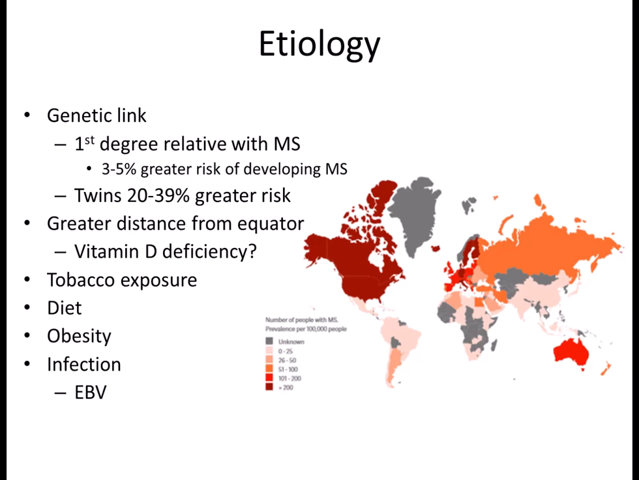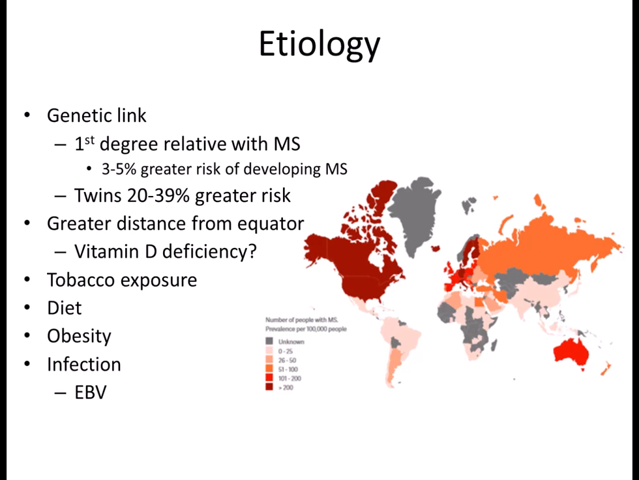And as I said, there seems to be a correlation with the distance from the equator. It appears that individuals who live further away from the equator are more apt to acquire MS in their lifespan. Some people have said that this might be related to a vitamin D deficiency. Deficiency and smoking can increase the risk of acquiring multiple sclerosis.